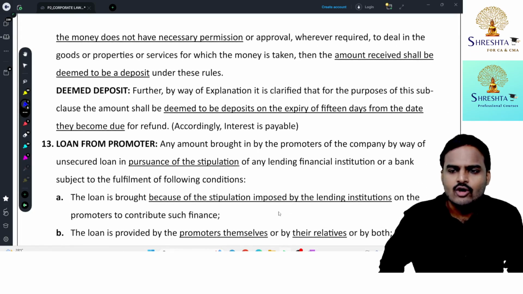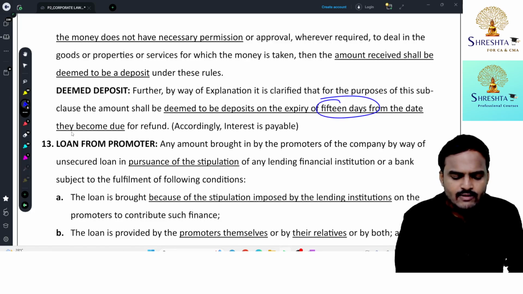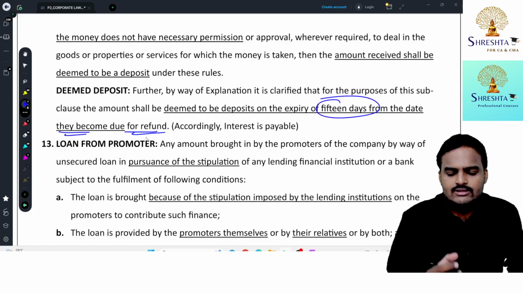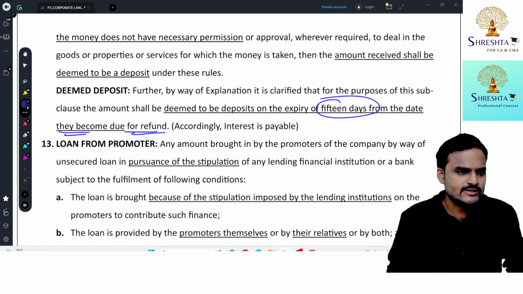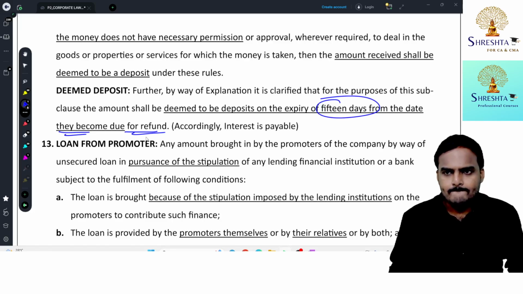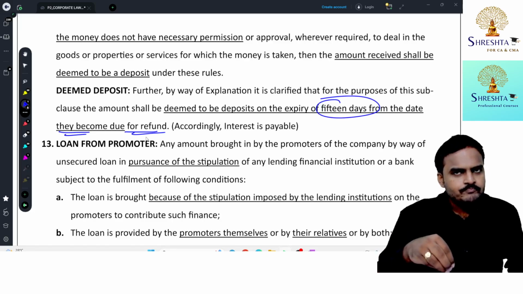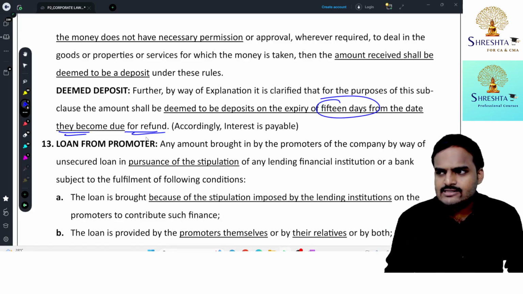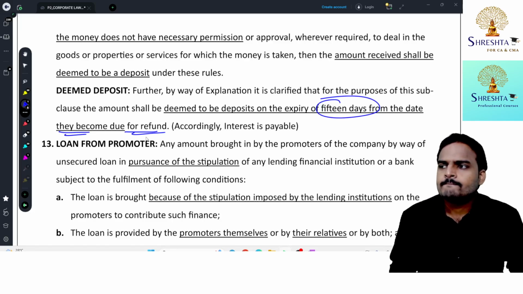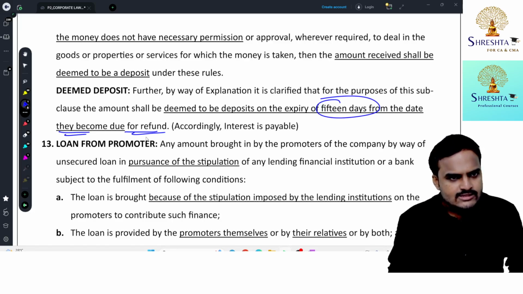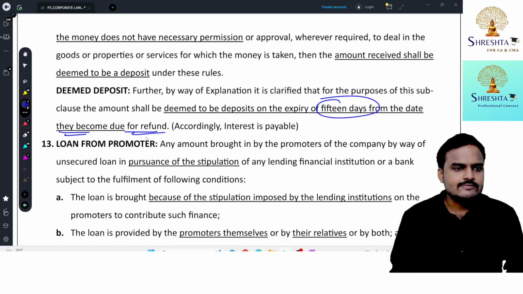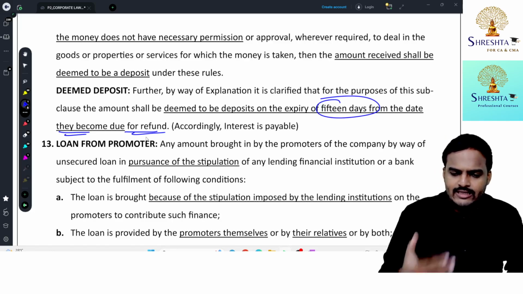However, if you are refunding all those amounts within 15 days from the date they become due for refund, then it is not classified as deposit. Understood? Suppose we are engaged in, for example sake, telecom services. So we are providing telecom services.